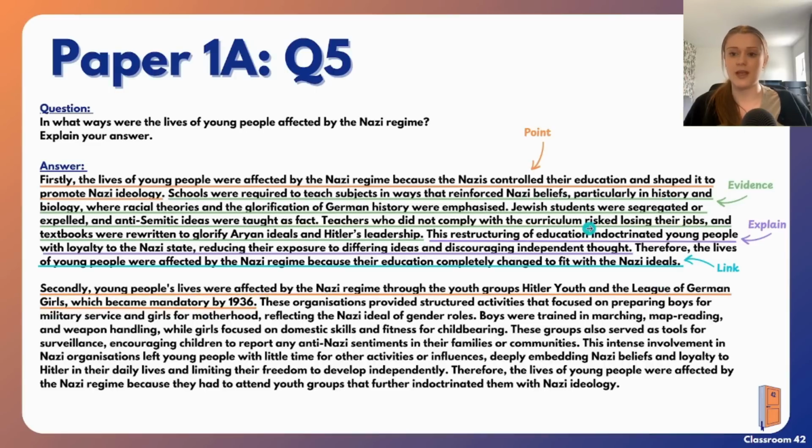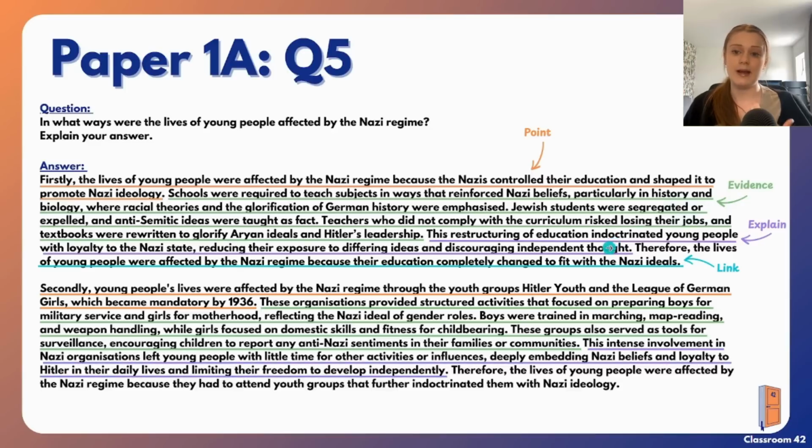And then we just need to do the same again for our other point. Our second point is talking about youth groups, so the Hitler Youth and the League of German Girls. Next, obviously, we need to do our evidence, just like we have in the first paragraph. We're talking about the organisations, what they did, how boys were trained in marching and map reading, women were focused on domestic skills and fitness for childbearing, and how these groups also served as tools for surveillance.